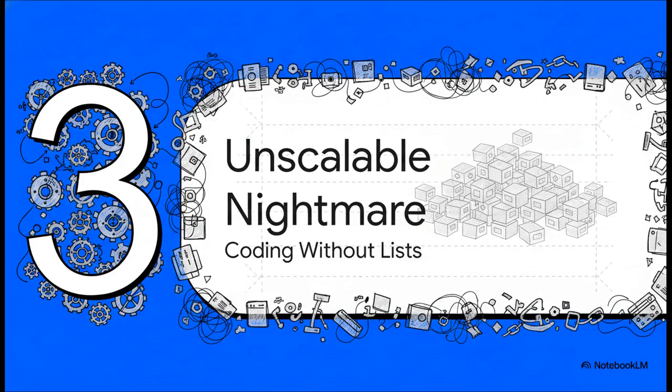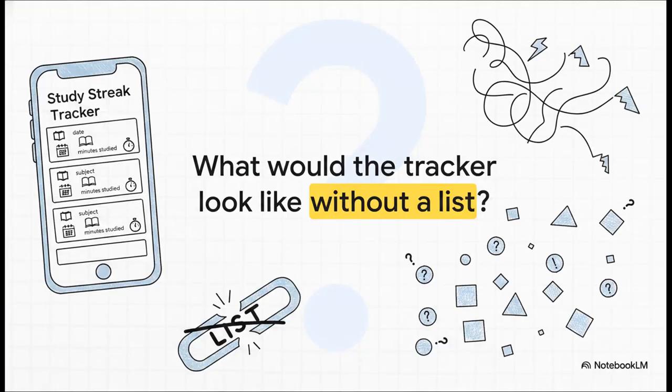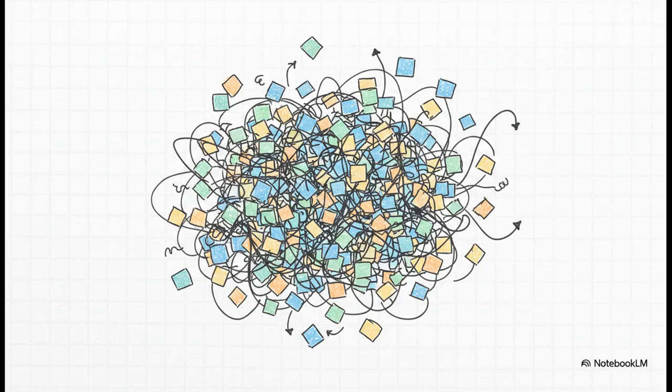Which brings us to part 3, the unscalable nightmare. To appreciate abstraction, we have to imagine coding without it. I want you to really picture this for a second. Imagine we're building an app. Let's call it the Study Streak Tracker. Its whole job is to store study sessions, so it tracks the date, the subject, and the minutes you studied. What would writing the code for this app look like completely from scratch if lists simply hadn't been invented yet? Well, it would look a little something like this, and it gets out of hand incredibly fast.